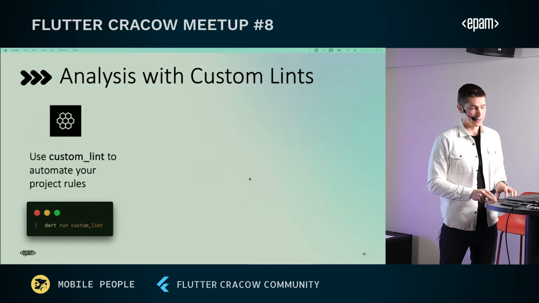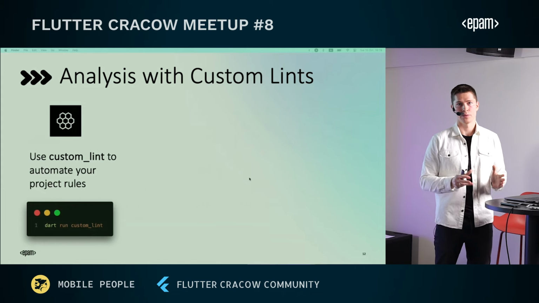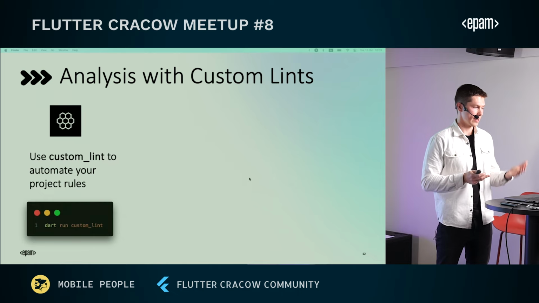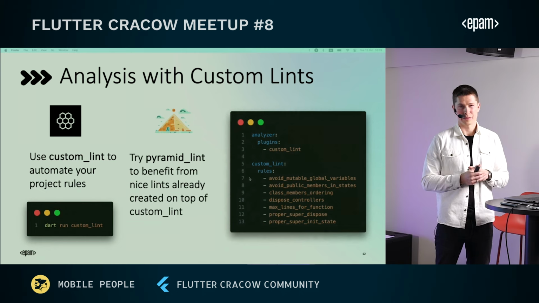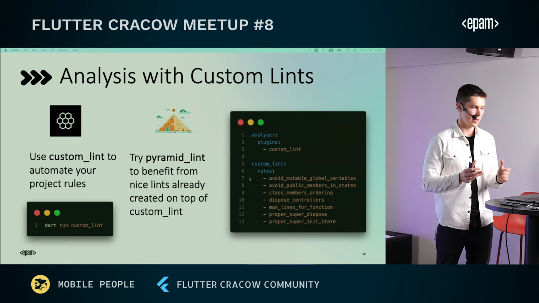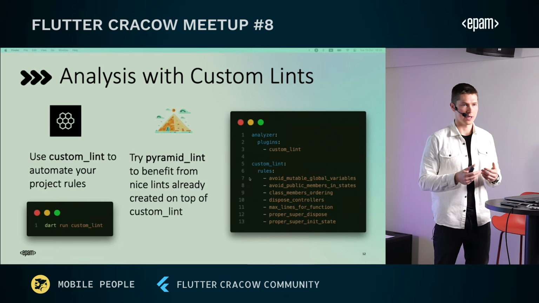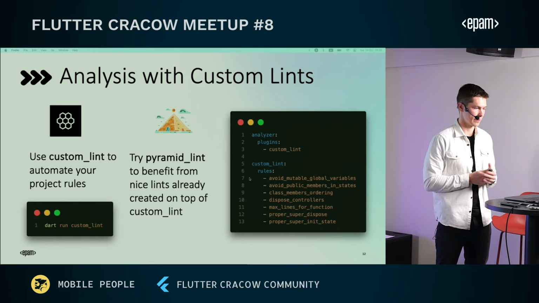The next level of linting involves the integration of custom lint. With this library, you can develop lints which are tailored to the specific needs and requirements of your team and of your project. Another promising tool, which is based on custom lint, is called Pyramid Lint. I discovered it relatively recently, a bit more than half a year ago. It provides more than 40 lints out of the box. Some of those lints are present on this slide. So, for example, you can easily detect whether you have any resources which are not properly disposed, or if you have any mutable global variables, and many, many other fun things. So really cool stuff.